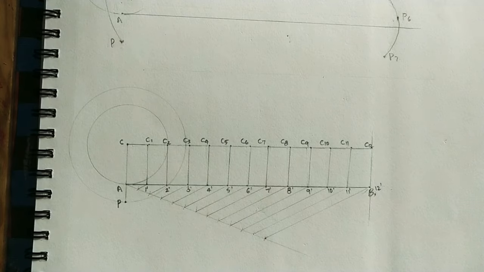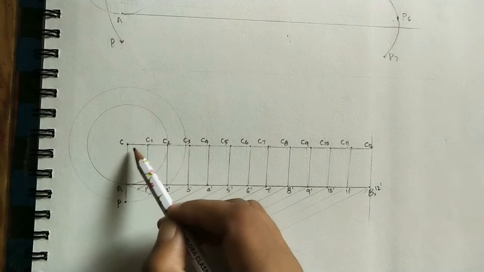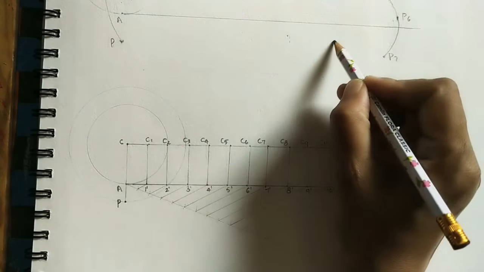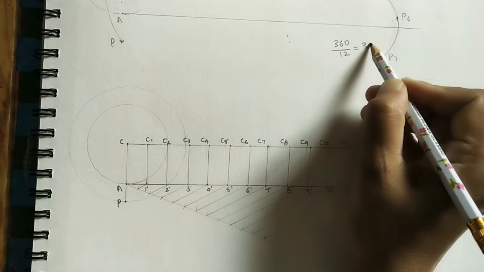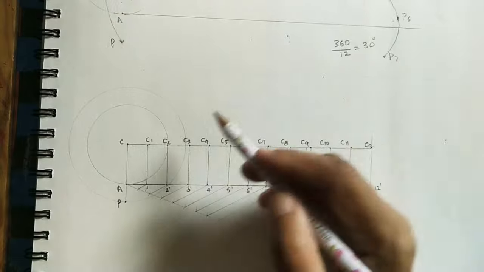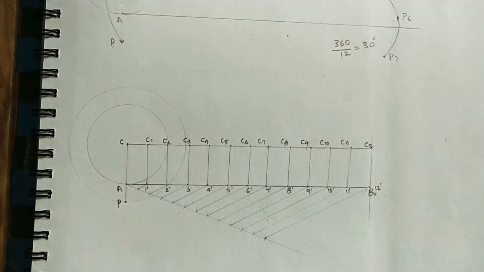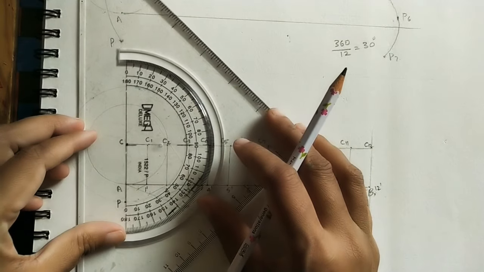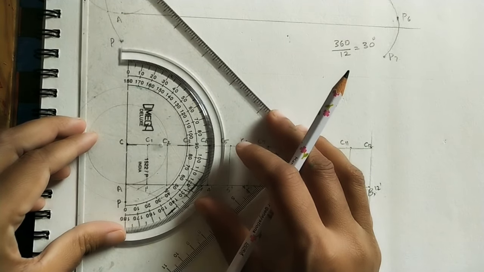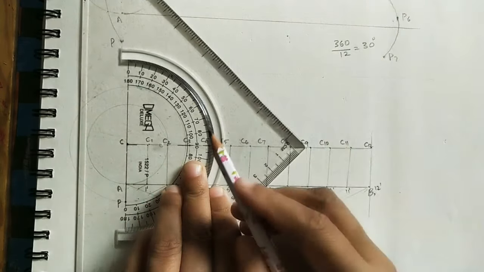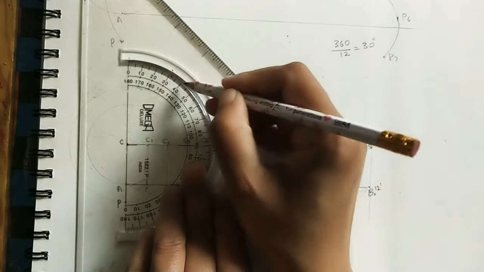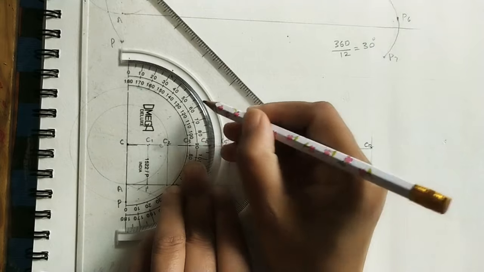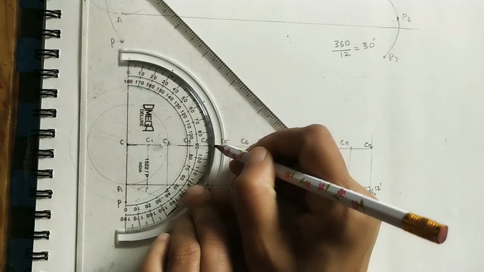For dividing a circle into 12 divisions, as we know, for any circle at the center, what is the angle? 360 degrees. Divide this into 12 parts. Each part is 30 degrees. So divide this bigger circle into 12 divisions. Each is 30 degrees. Initially start from 0 to 30. First part 30 to next 30, 60. 60 plus 30 means 90.